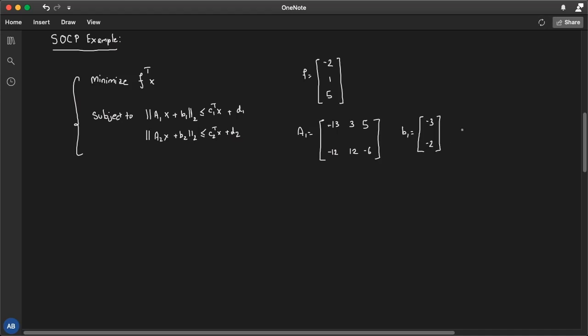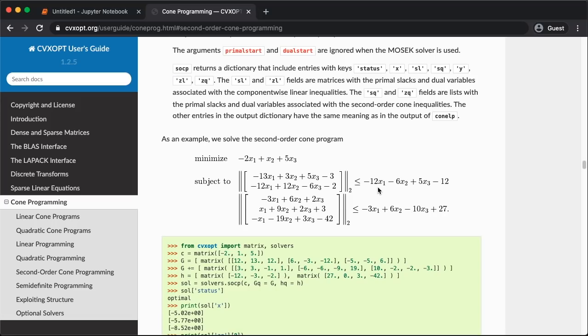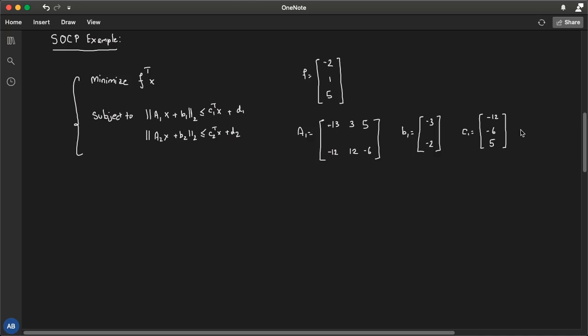Now what is my C1 vector and what is my D1 scalar? My C1 is like F. It's the vector containing the coefficients of x1, x2, and x3. So it's going to be minus 12, minus 6, and 5, right? And my D1 is just minus 12. So D1 is minus 12.